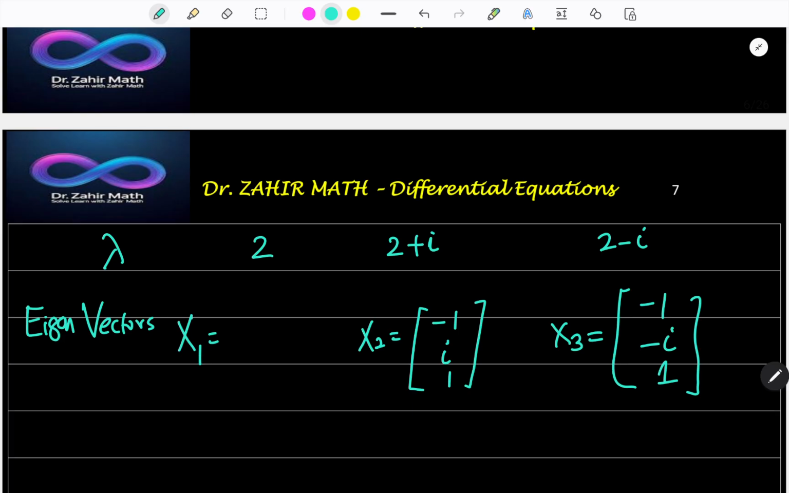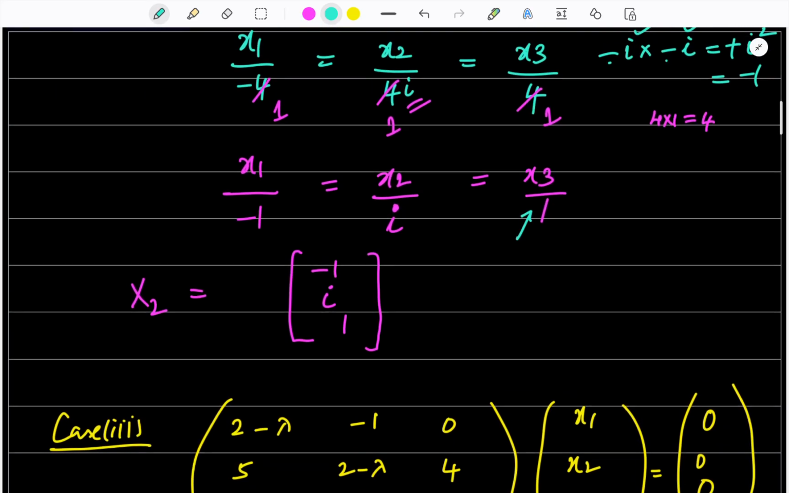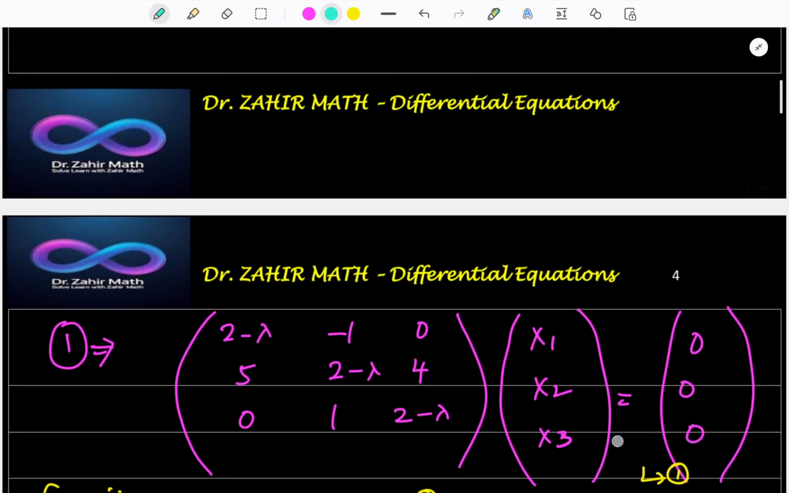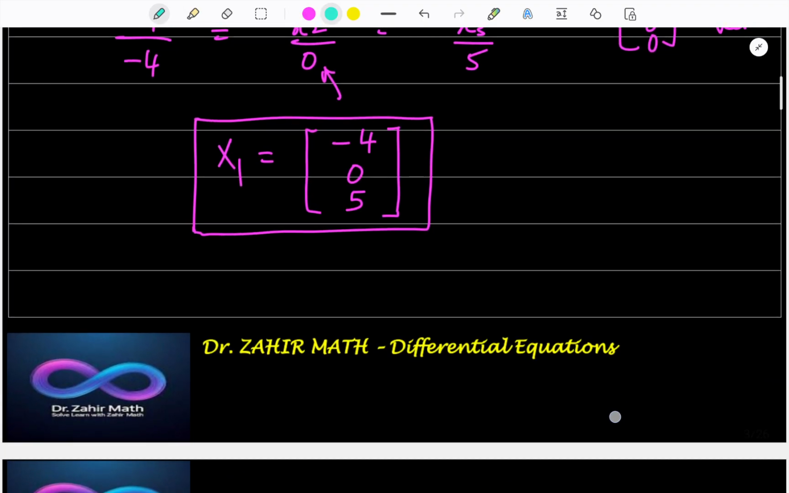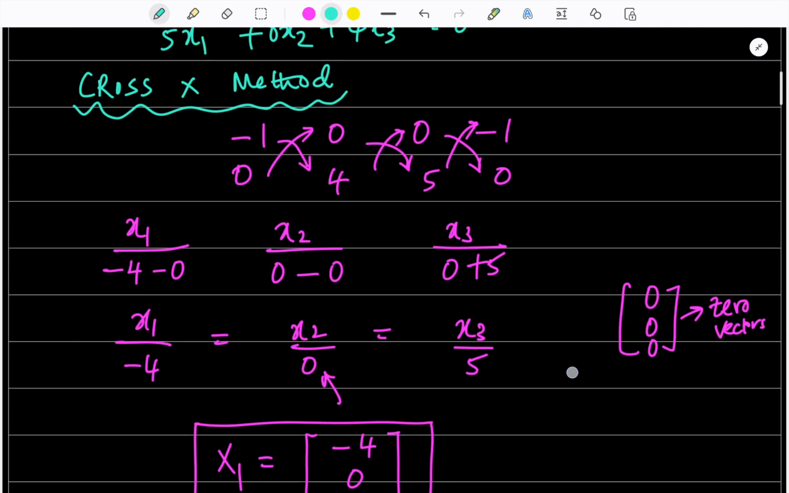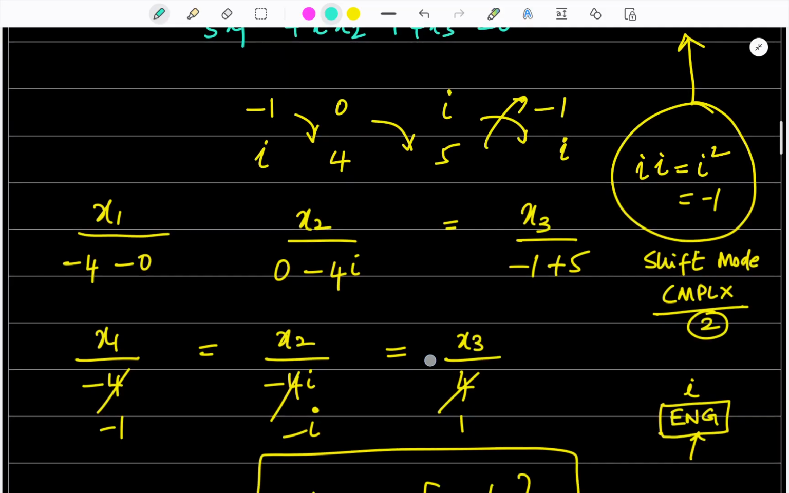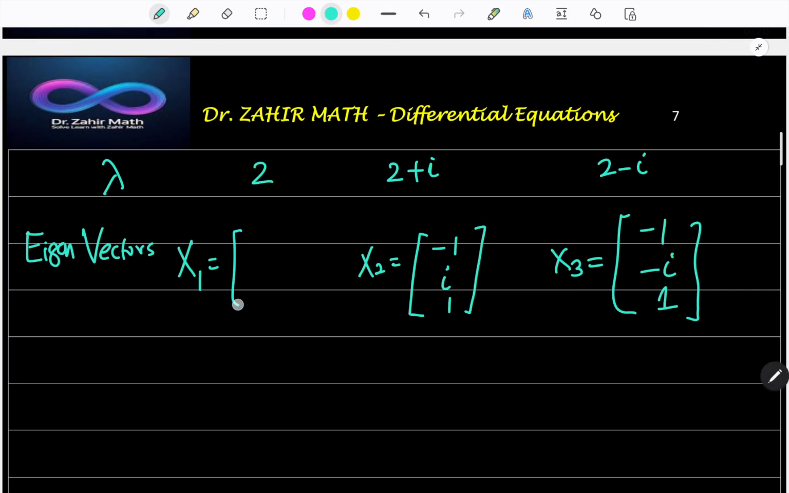Then I will go for x1, which is lambda is equal to 2. I got the first eigenvector as x1, this is your x2, and I'll get x1 as minus 4, 0, 5. Is it correct? Minus 4, 0, 5, yes. So it is minus 4, 0, 5. This is your next eigenvector. So in this way you are going to get your complex eigenvalues and eigenvectors.